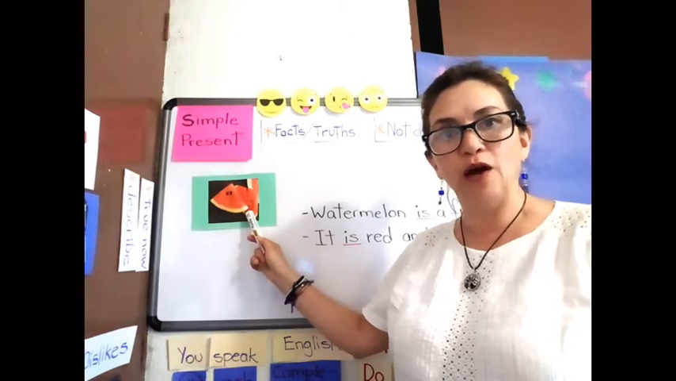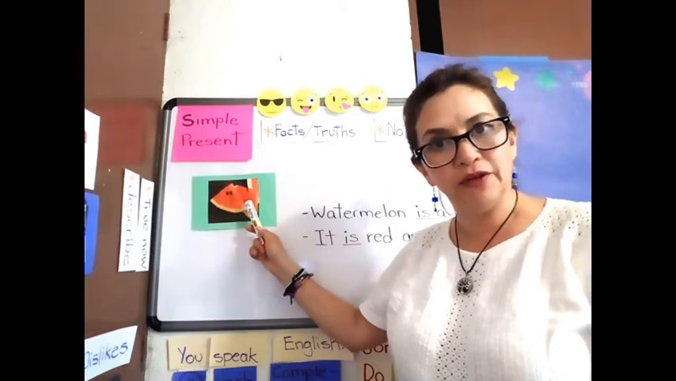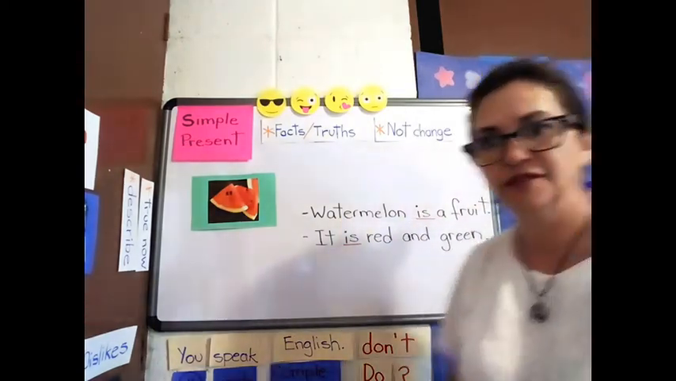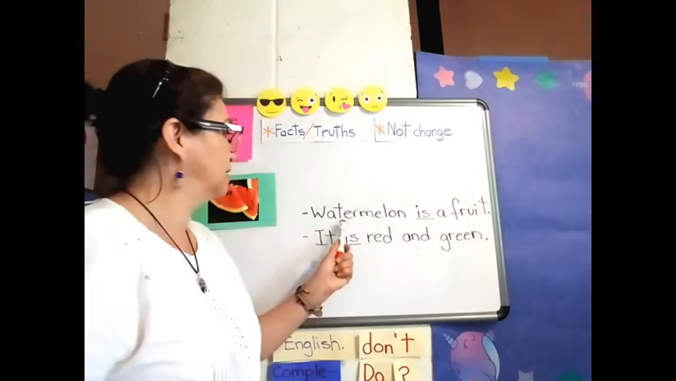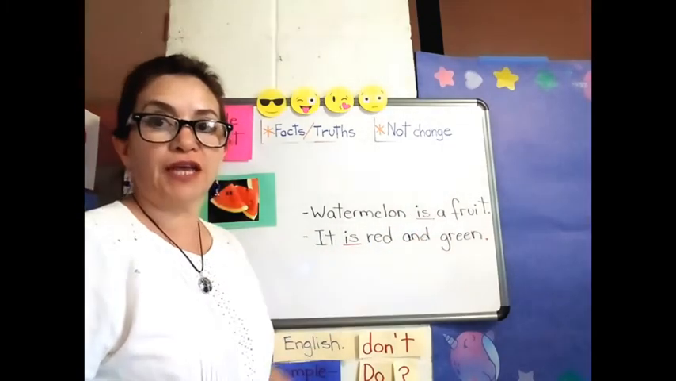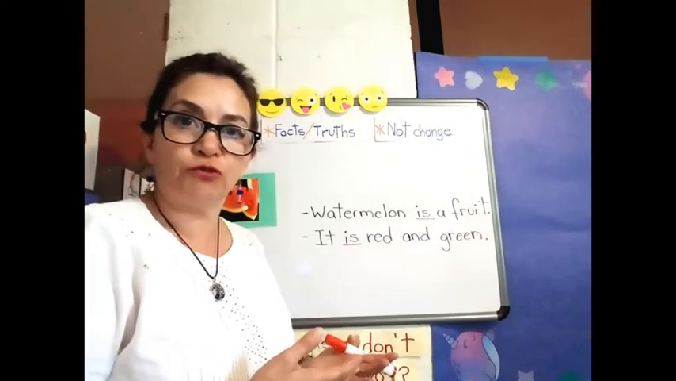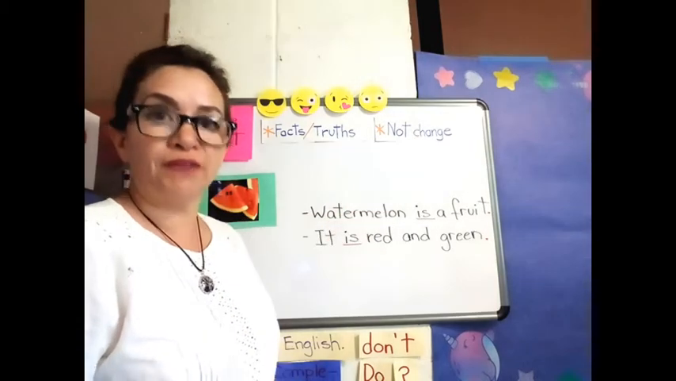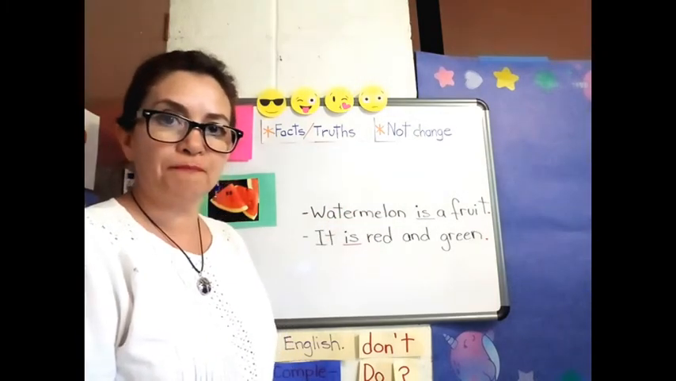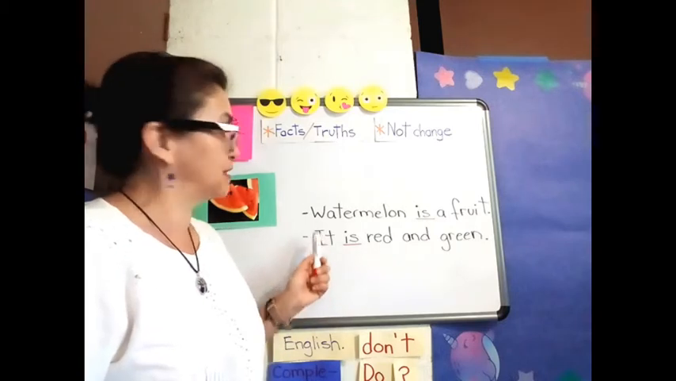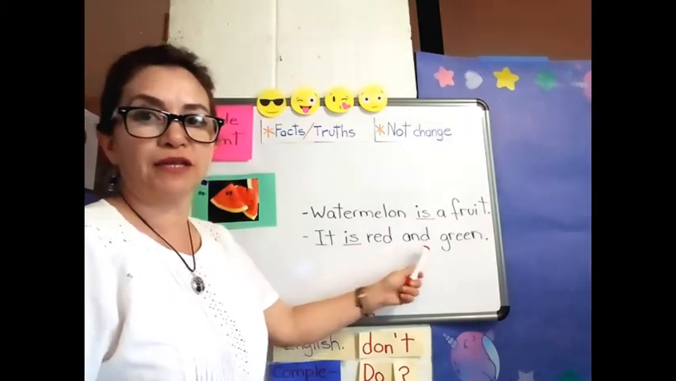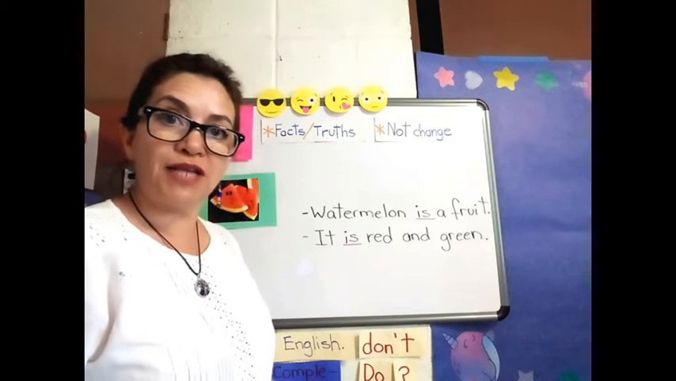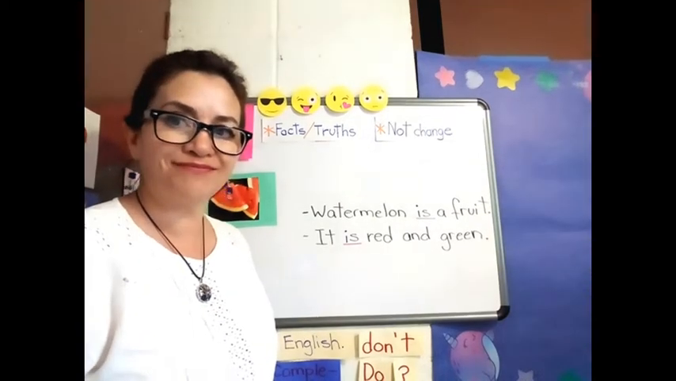Here you can see a watermelon. Now, what is a watermelon? Watermelon is a fruit. Can you read the sentence? Watermelon is a fruit, and everybody knows that watermelon is a fruit. It's true, and it will not change. Watermelon will always be a fruit. Now let's read the second sentence. It is red and green. You see, watermelons are red and green. Everybody knows that, and it will not change.